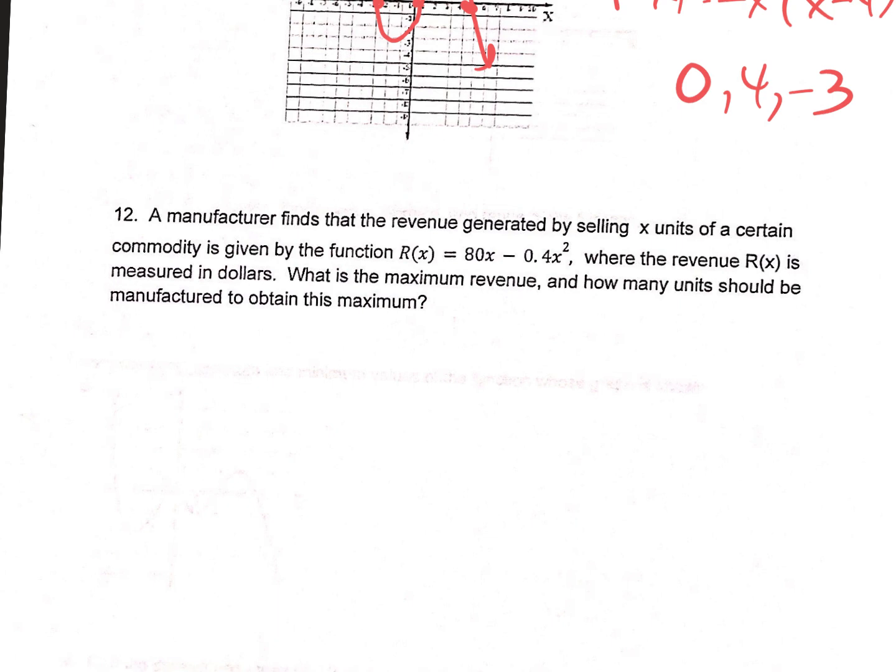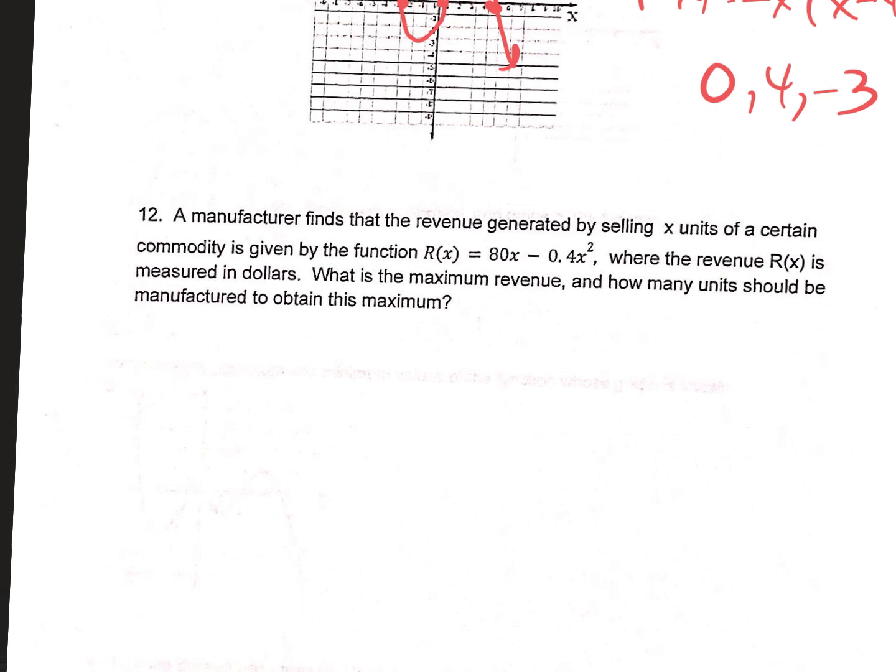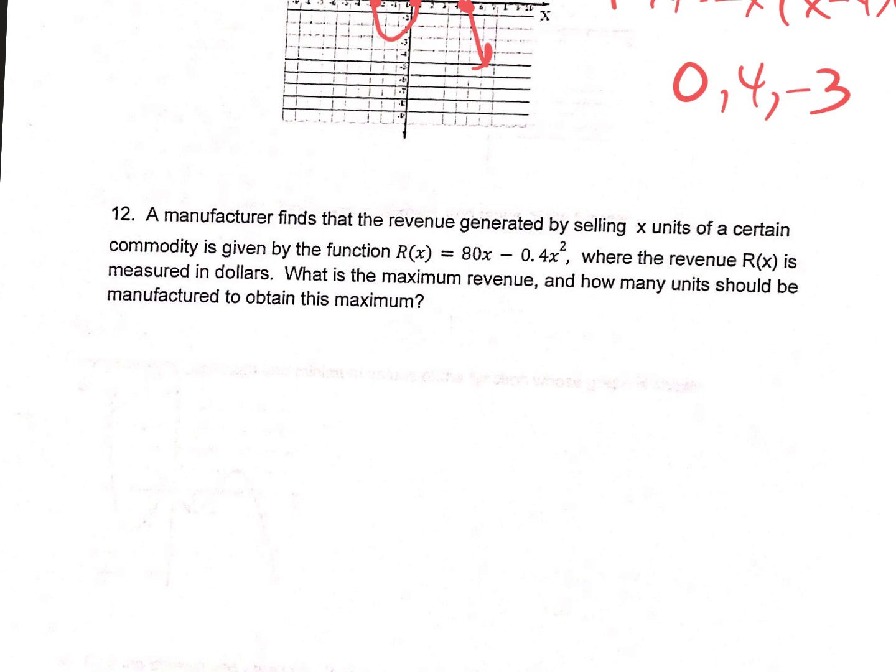Number 12. A manufacturer finds that the revenue generated by selling x units of a commodity is given by this function. That function is quadratic, by the way. That's a huge deal, which means if you were to graph it, you would get a parabola. Where the revenue, R of x, is measured in dollars, what's the maximum revenue? And how many units should be sold to attain this maximum? Okay, x is the units, R of x is the revenue. So, guys, it's a parabola.